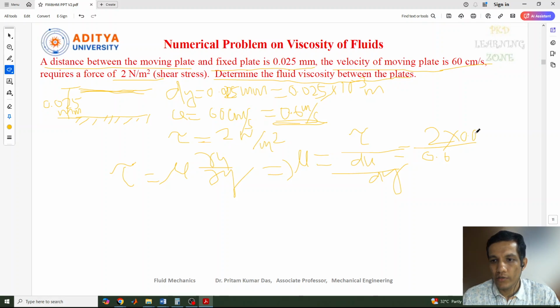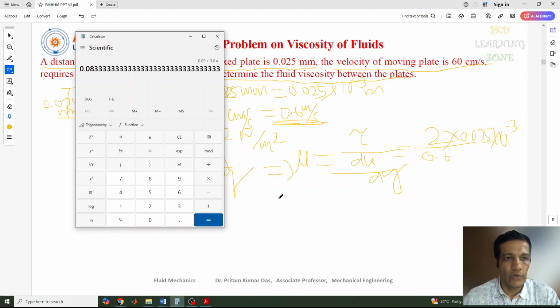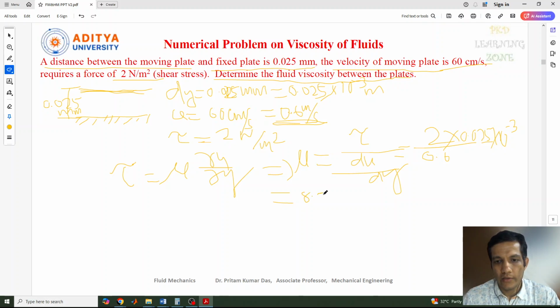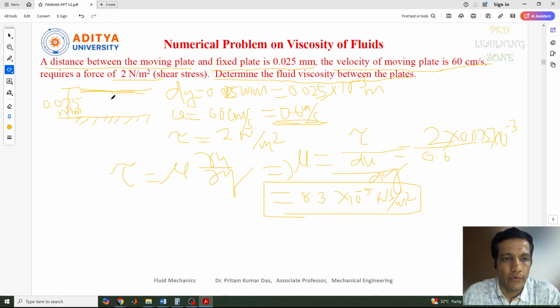So that is nothing but 0.025 into 10 to the power minus 3. Okay, now if you solve this, let's see how much it will come. 2 into 0.025 divided by 0.6. So that will get 0.083, or else if you take 2 digits to that side, we'll get 8.3 into 10 to the power minus 5 Newton second per meter square. So this is the viscosity of the fluid which is flowing in this.